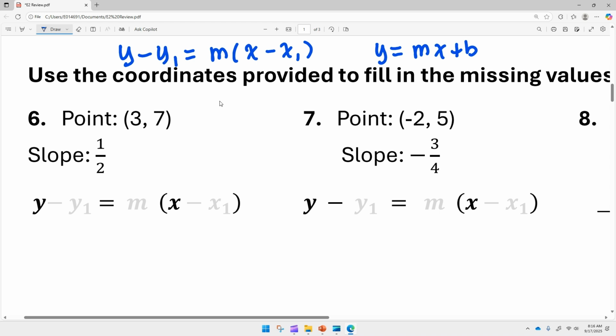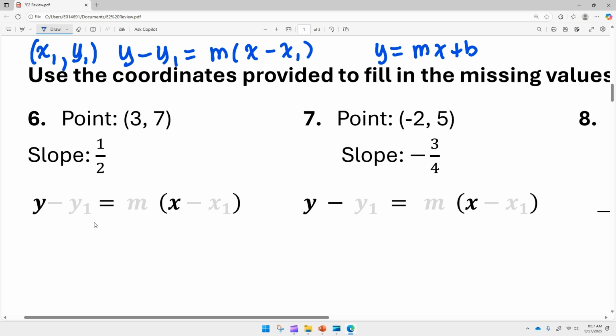All right. I'm also going to mention that when you're talking about a point, it's going to be x first and then the y value. In the case of your formula, that's going to be x1, y1. All right, so we're going to plug in these values for number 6, given a point and then a slope, and then we're going to write it in point slope form.